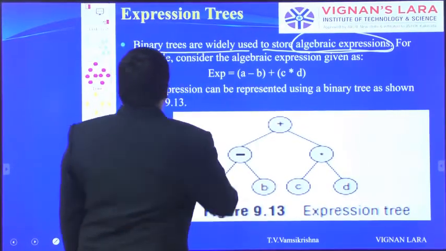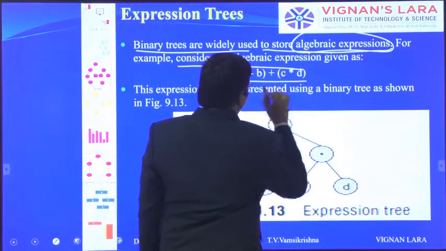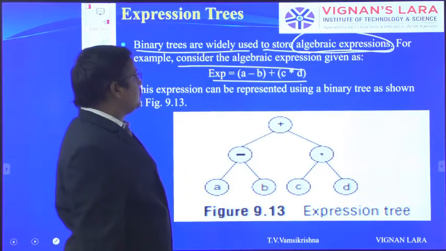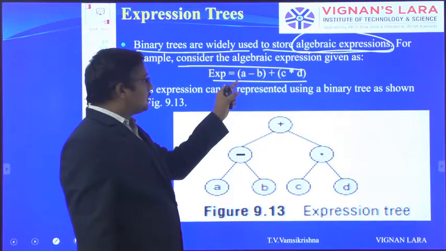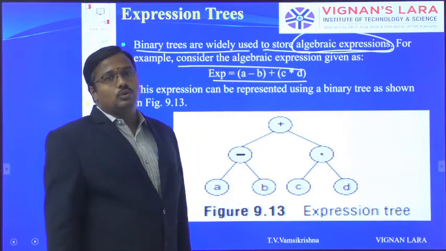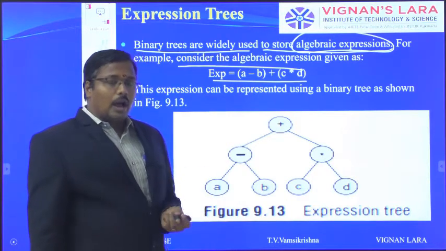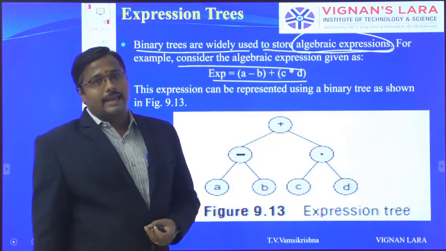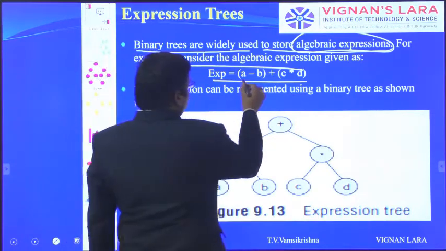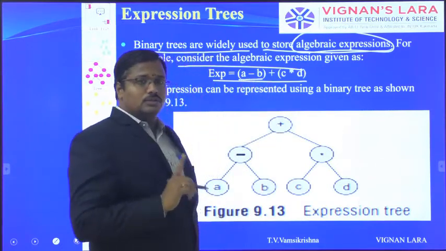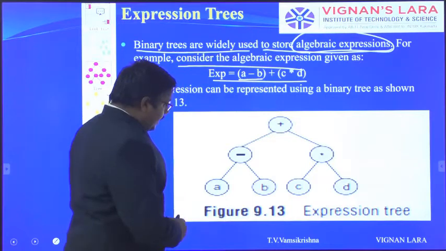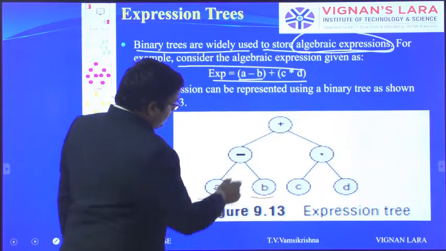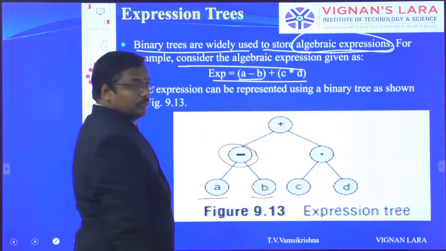For example, consider an algebraic expression like a minus b plus c into d. We want to construct an expression tree for this kind of expression. How do we do this? Based on how the expression is generally evaluated, we construct the expression tree. This is a sub-expression, so evaluate the sub-expression first. A is one leaf node, B is another leaf node, and minus is the operator.